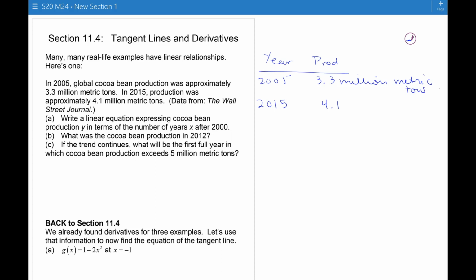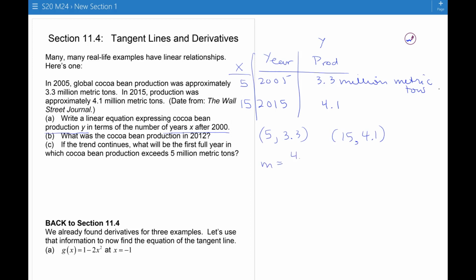So they're telling us how to use our variables. They're saying the production is y, so this is my y variable. And x is the number of years after 2000. So this column is not going to be x. I need another column for x, and it's going to be 5 and 15, just so I can work with smaller numbers. So I have the 2 points, (5, 3.3) and (15, 4.1).